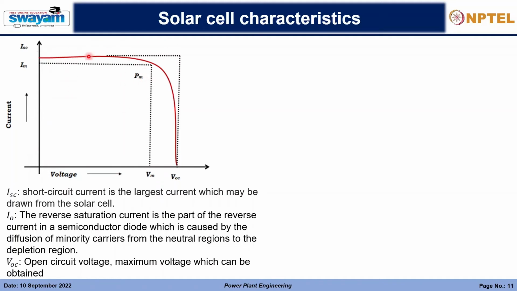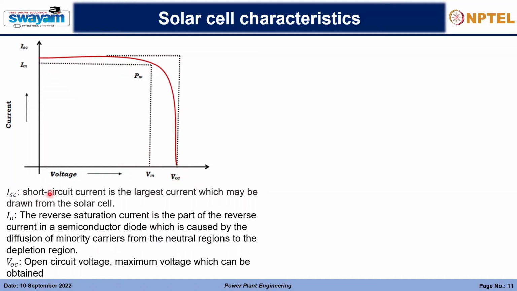This is the short circuit current, which will always be higher than the maximum current Im that we can obtain from the solar cell. Then this is the open circuit voltage, which is the maximum possible theoretical voltage, and the maximum amount of voltage that we can obtain from the solar cell will always be less than this theoretical maxima, right?